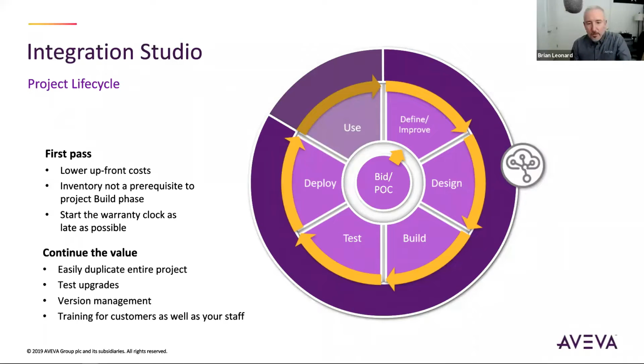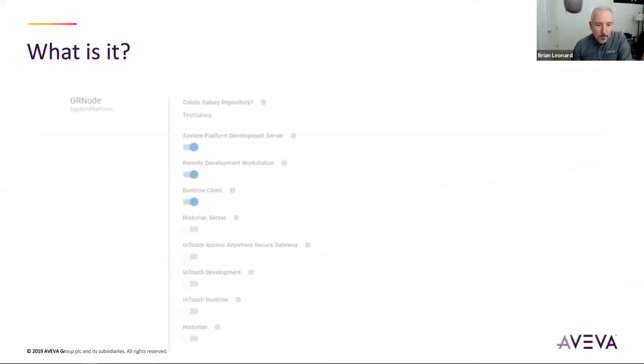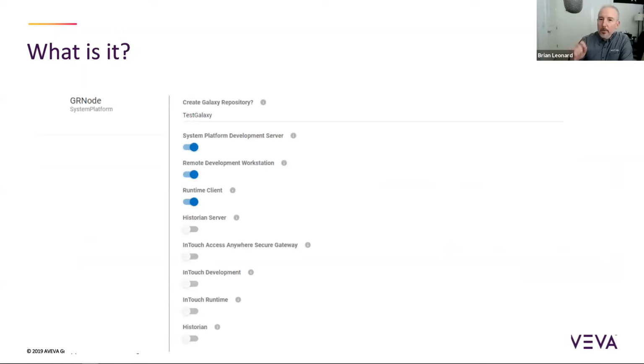So how do you set them up? This is actually a screenshot of the system right here. In the system, I've got 4 virtual machines. I set one up as a GR node, a couple of AOS machines, and a storing machine there. I can set what sort of performance levels they're at, and I would pay accordingly depending on those performance levels. Then I would go in and say, what would be on each machine? So what is each machine configured to be?